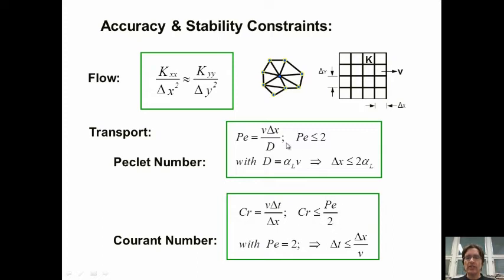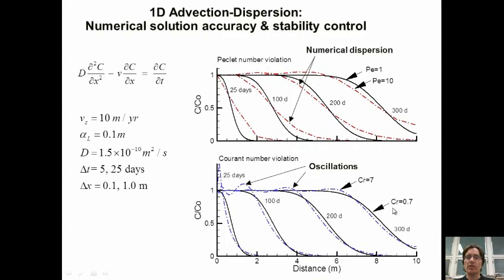So with the maximum value of the Peclet number equal to 2, we can say that our time step must be less than the grid spacing divided by the velocity. So this gives us a way to discretize our system in time. We're going to be time stepping with our numerical methods. What happens if we don't respect these limits?